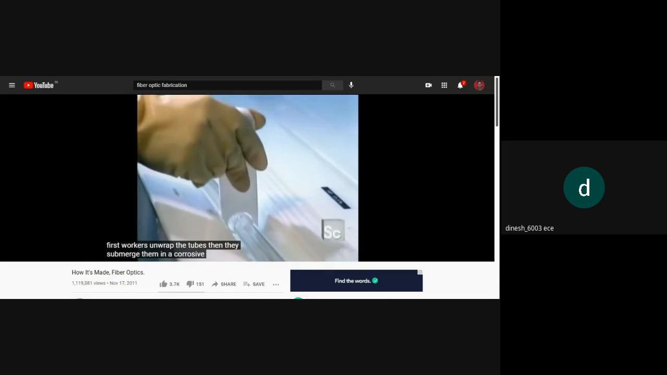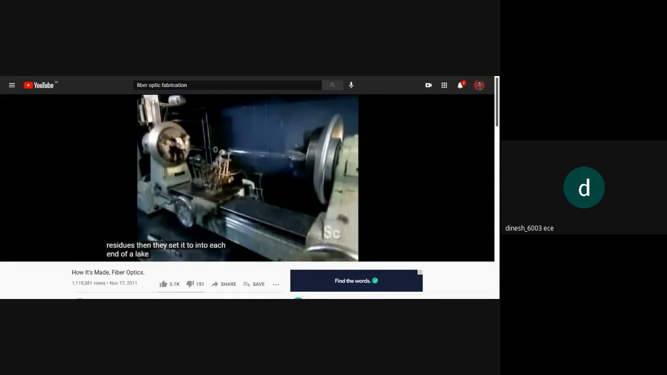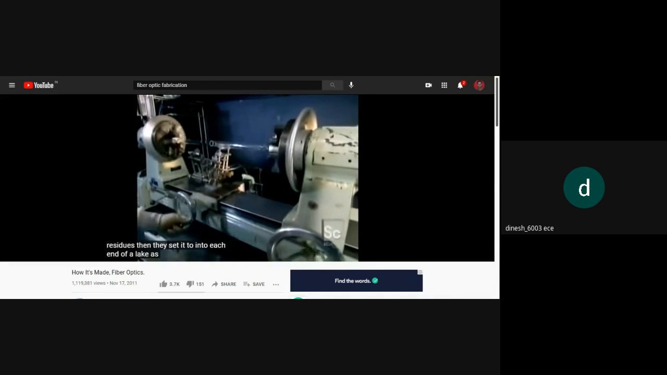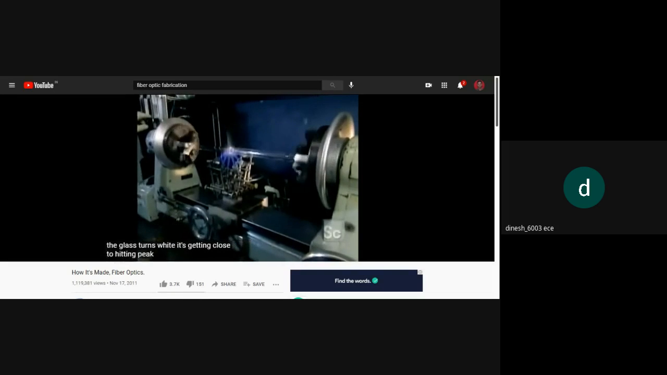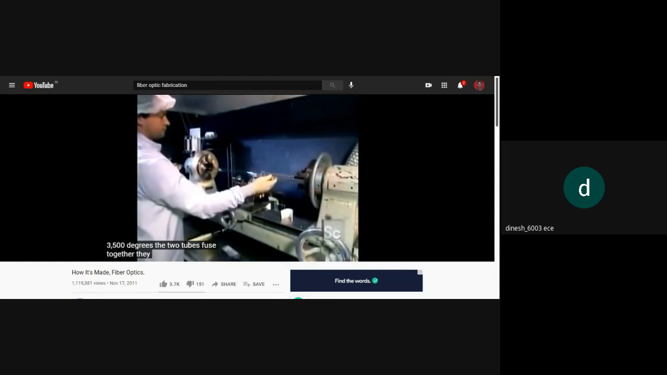Then they submerge them in a corrosive bath of hydrofluoric acid that removes any oil residues. Then they set a tube into each end of a lathe. As the tubes spin, they're heated with a hydrogen-oxygen flame. When the glass turns white, it's getting close to hitting peak temperature. At about 3,500 degrees, the two tubes fuse together. They put this new longer tube onto another lathe.